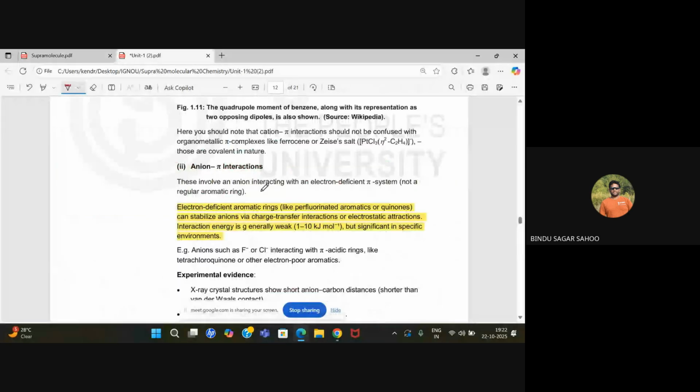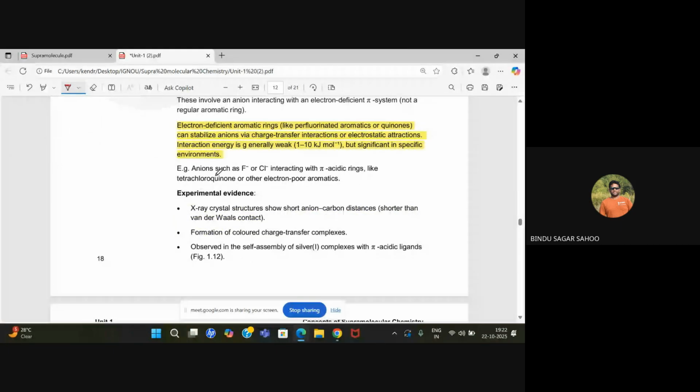So you can see here, electron deficient aromatic rings can interact with perfluorinated anions. These are examples of anion pi interaction groups. Okay, and the energy of these types of anion pi interactions is 1 to 10 kilojoule per mole. So mostly the anions, fluorine and chlorine, interact with pi acidic ligands. Pi acidic ligands means ligands or rings which are electron deficient in nature, or electron poor aromatic rings. These are called electron poor aromatic rings.